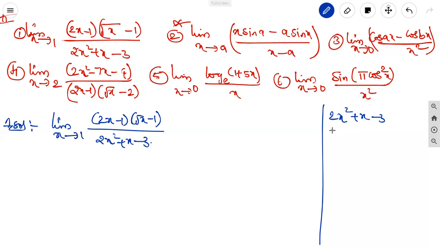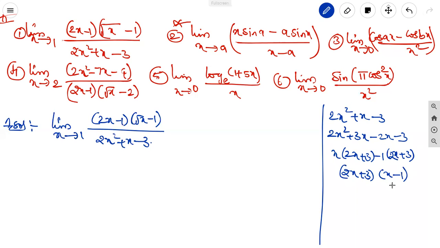This 3 2s are 6. Then 2x square plus 3x minus 2x minus 3. Here x is common, 2x plus 3. In this minus 1 common, 2x plus 3. The factors are 2x plus 3 is the one factor and one more factor is x minus 1.